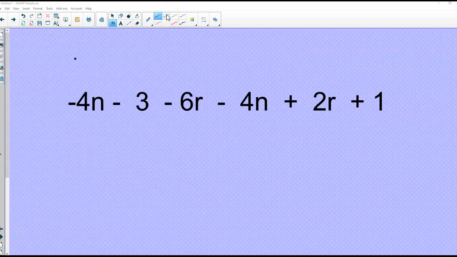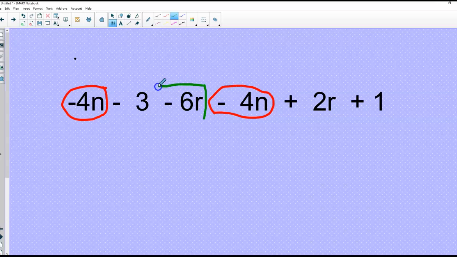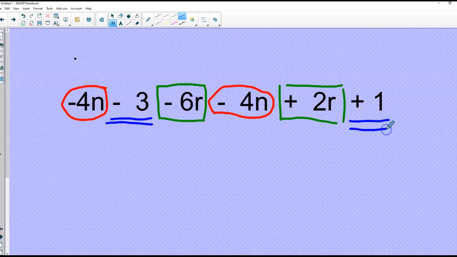Okay, again, we are going to start by combining some like terms. And I see some n's that I'm going to circle with the sign to the left. There's one, and here's one. I see some r's, so I'm going to put a box around them with the sign to the left. And then I have my constants. Maybe I'll just underline them, and again, include the sign to the left. Okay, so I think we're ready to combine.